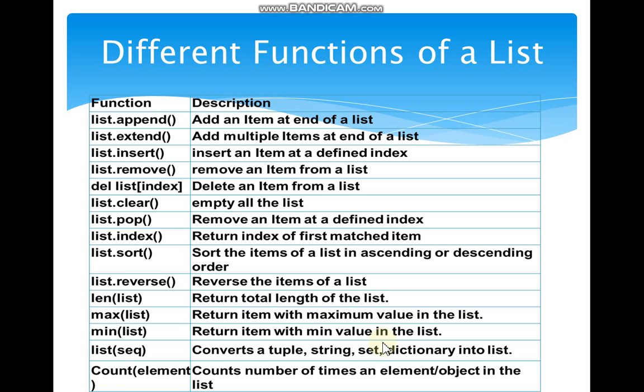And the first one is the append function. The append function does nothing but add the item to the list at the end. Extend is used to add multiple items. Insert is used to add one particular item at a particular position. The remove function is used to remove an item from a list. The del function is used to delete an item from the list. Clear is used to empty the whole list. Pop removes an item at a given index value. So these are the different operations: max, min, list, length, reverse, count. Count gives the count of the elements.